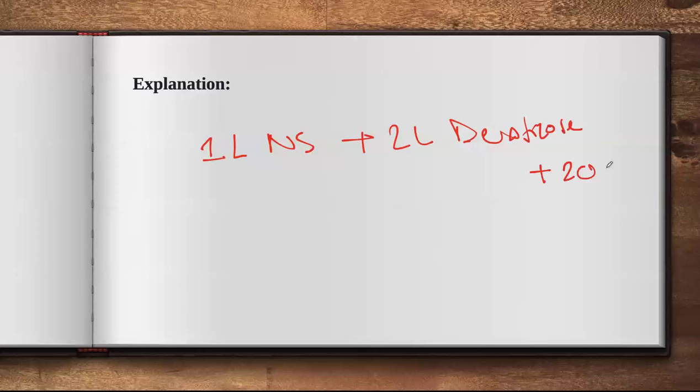Plus 20 milliequivalent of potassium per liter of fluid that we are going to give, because they will lose potassium through all the drains and all. So this is for everyone. So 1 liter normal saline, 2 liter dextrose plus 20 milliequivalent potassium per liter. Every liter of fluid we are giving, we will add 20 milliequivalent potassium. Now, this is for maintenance. That's for everyone. Then you need to also add if there is any deficit.